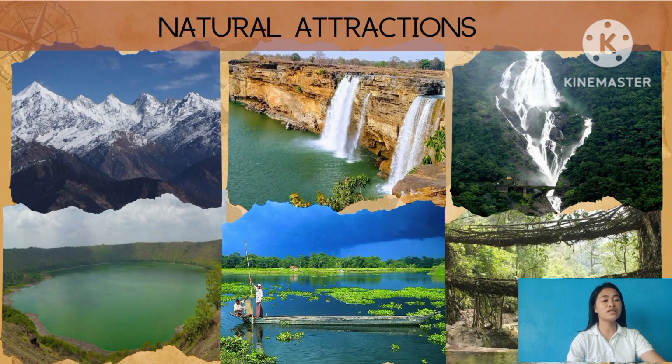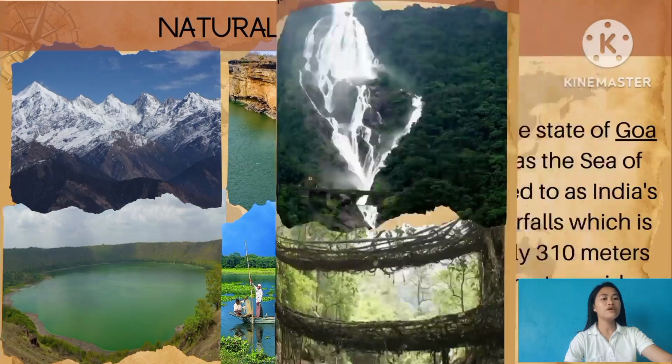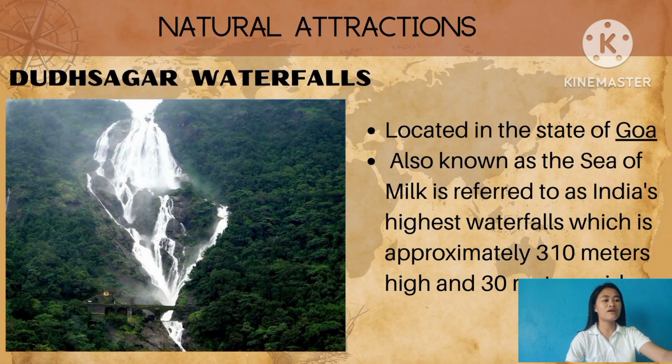Next is Majuli Island, which is located in Jorhat. The next picture is the living root bridge, which is located in the Himalayas. I'll be focusing on the Dudhsagar waterfalls, which are located in the state of Goa, also known as the Sea of Milk. It is referred to as India's highest waterfall, which is approximately 310 meters high and 30 meters wide.